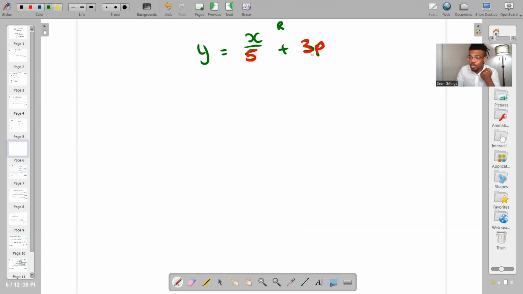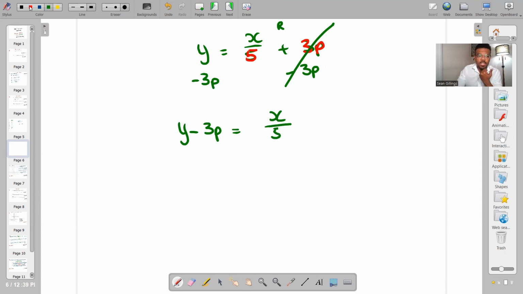So if I want to get rid of this 3p, this 3p is an object by himself. He is adding. So I'm going to get rid of the 3p by doing the opposite, subtract 3p, okay? And that gets rid of him. What I do to one side, I have to do to the other. So y minus 3p equals x/5.